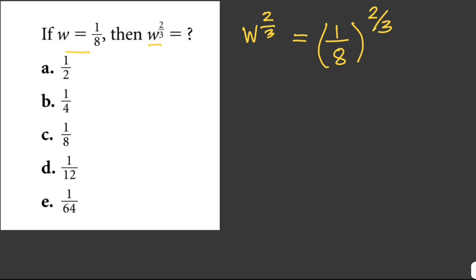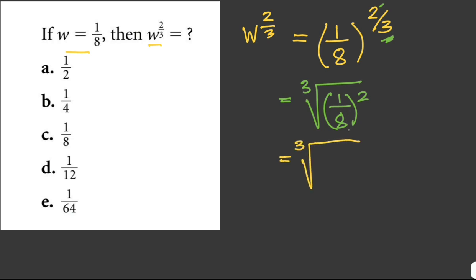Now take note that the denominator of a fraction power or exponent would be the root, and the numerator would be the power of the radicand. So we can write this as the cube root of 1 over 8 squared. Then we can simplify the radicand.